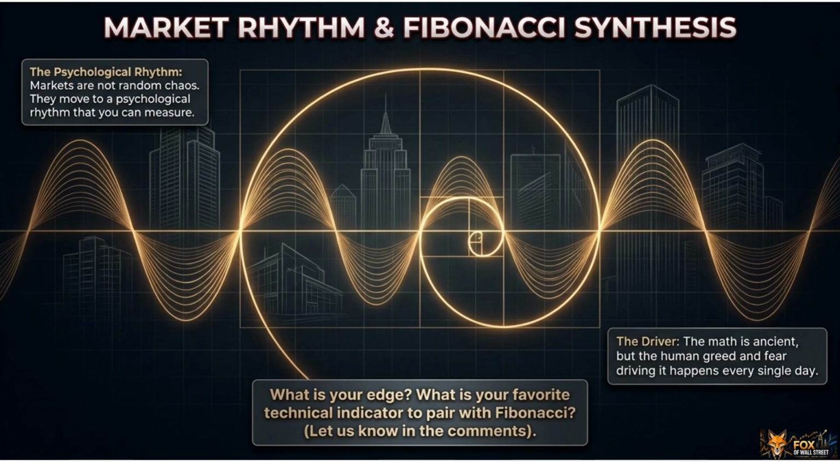Ultimately, Fibonacci retracements prove that the markets aren't just random chaos. They actually move to a psychological rhythm that you can measure. I mean, the math is ancient, but the human greed and fear behind it, that happens every single day.